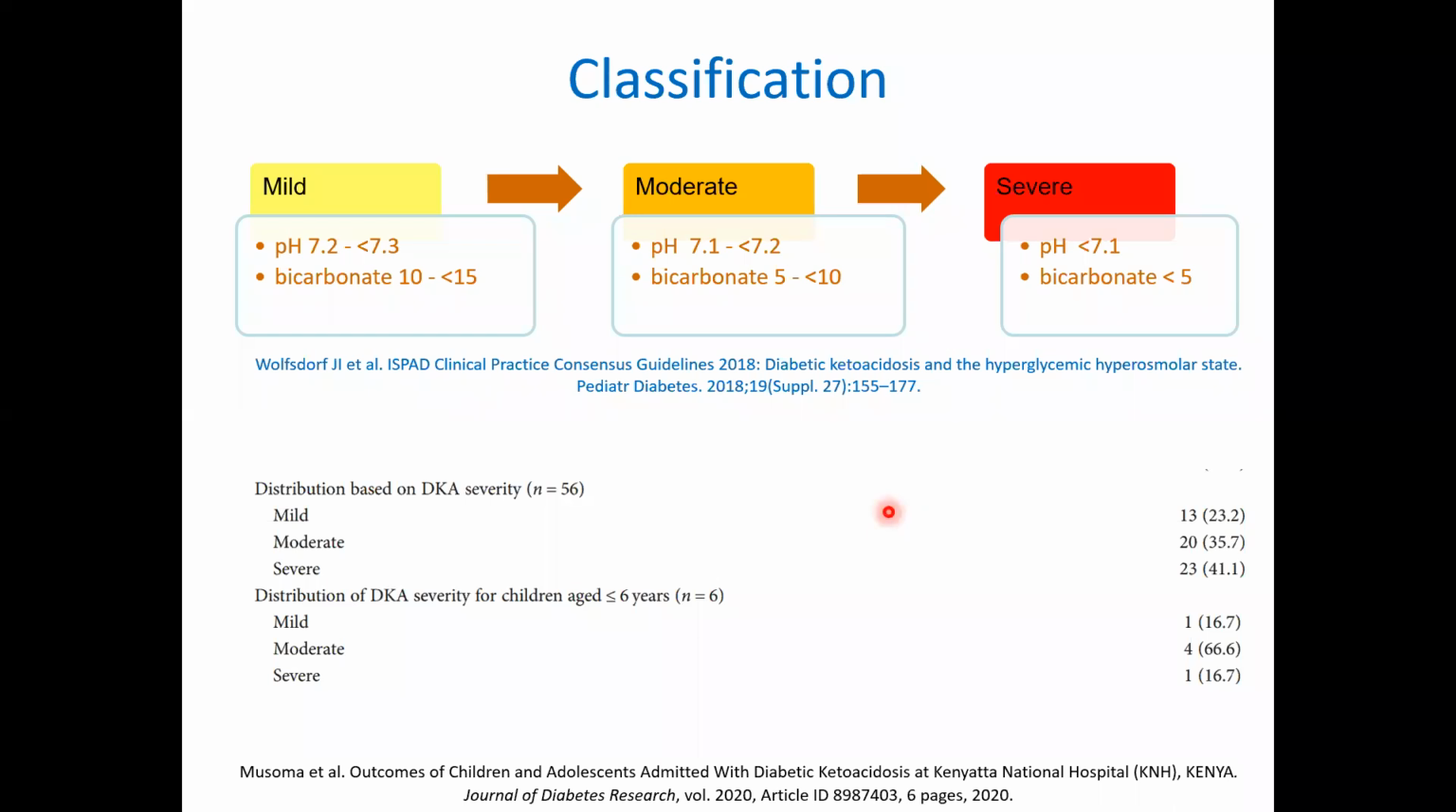So back to our patient, the pH was actually 6.9 and the bicarbonate level was 1.8. So the correct answer is indeed severe diabetic ketoacidosis. In one study that was done here in KNH by Musoma et al., among children with DKA, they assessed the distribution of the severity of DKA, and they found that about 76% of the children presented with either moderate or severe DKA, with the larger proportion presenting with severe DKA.